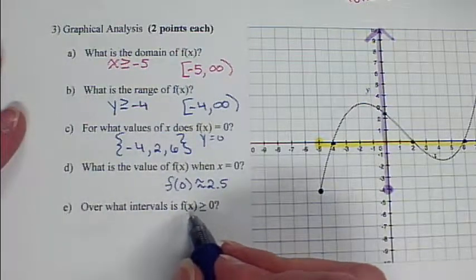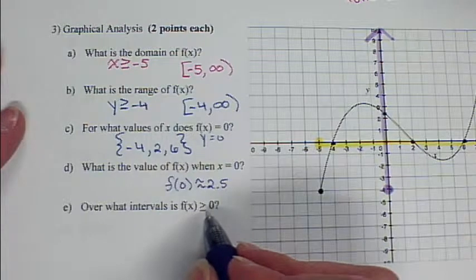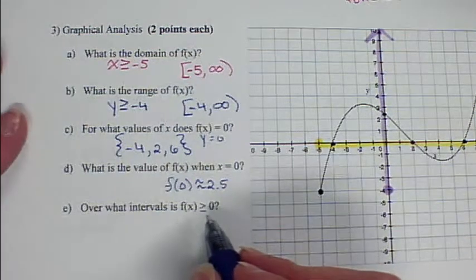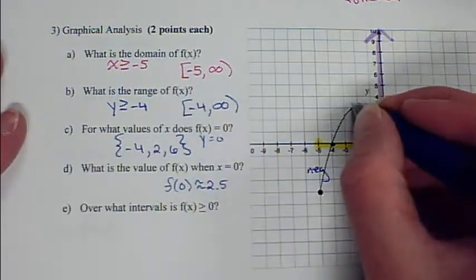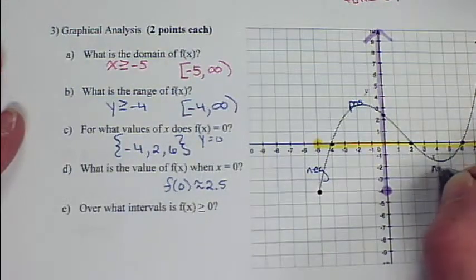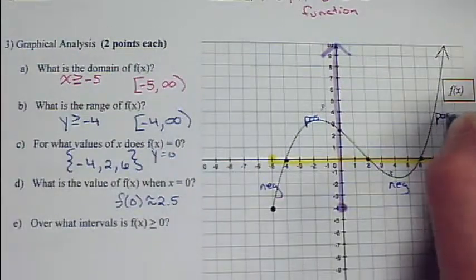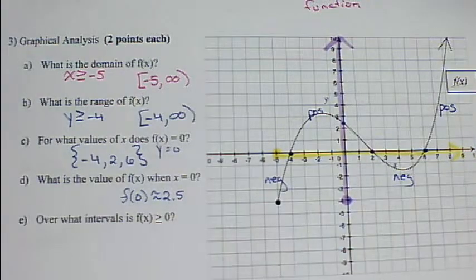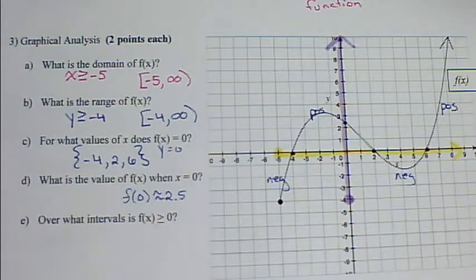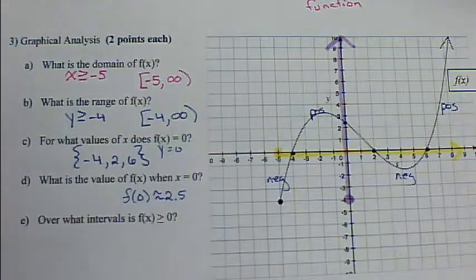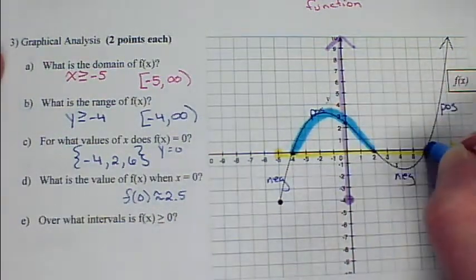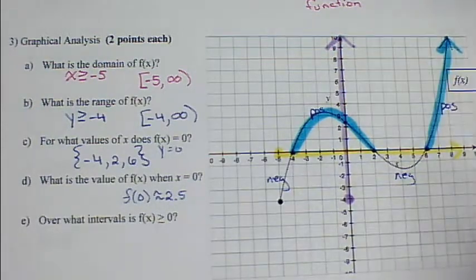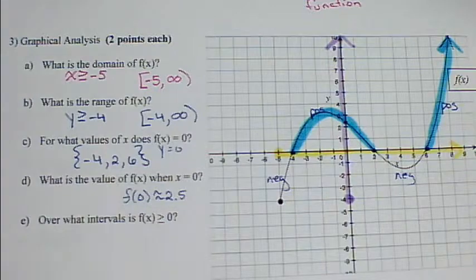Over what intervals is f of x greater than or equal to 0? Okay, now remember, f of x is the fancy name for y's. So down here, the y's are negative. Up here the y's are positive. Down here the y's are negative. Up here the y's are positive. So which ones are greater than or equal to 0? Greater than or equal to 0 means that we are positive. So the parts of the graph that are positive start here, go to here, start here, and then go on forever. So what x values make that part of the graph?